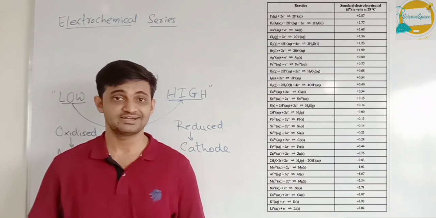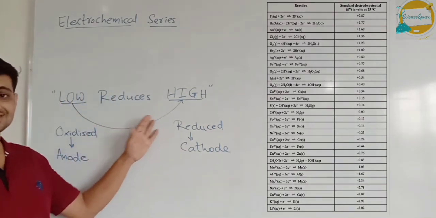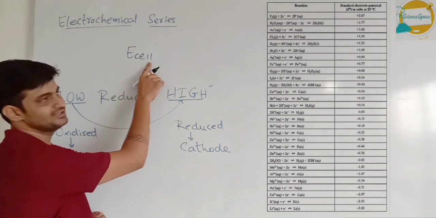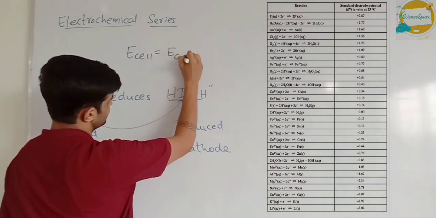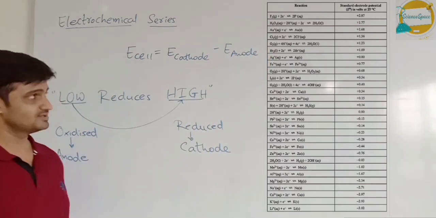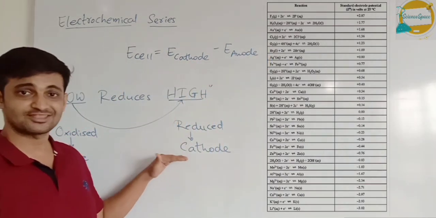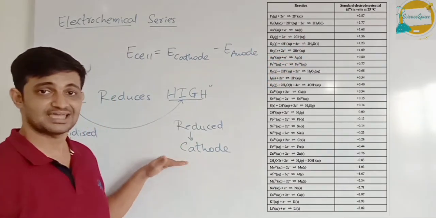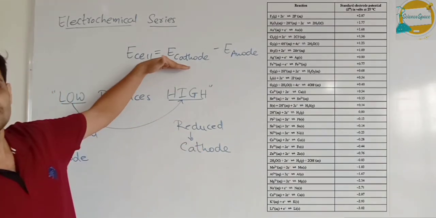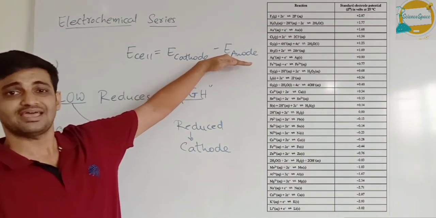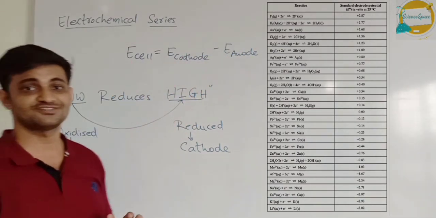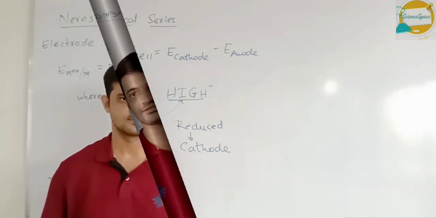So now after deciding which electrode is cathode and which electrode is anode, it will help us to find the EMF of the cell by the formula E of cathode minus E of anode. In this formula, E of cathode represents the EMF of the cathode. The electrode which we had taken as cathode, we will take its EMF value from the electrochemical series and put it into the formula. And similarly, we will do it for the anode. So E of cathode minus E of anode, this formula will give us the EMF of the complete electrochemical cell.